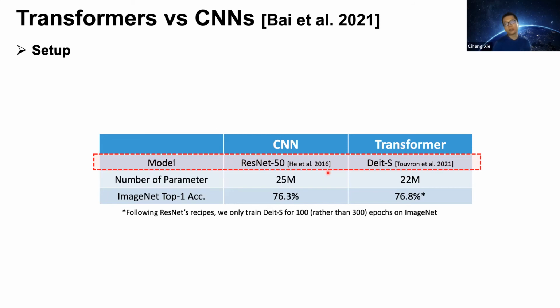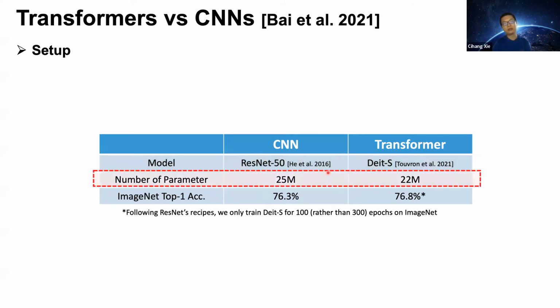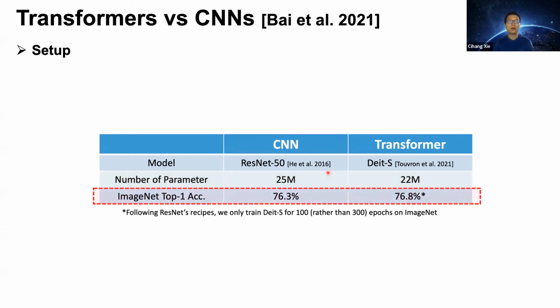And the reason for choosing the ResNet-50 over the DeiT is that, first, in terms of the number of parameters, they're pretty close, 25 million versus 22 million. And also regarding the top-1 accuracy, you find that these two models reach pretty similar ImageNet accuracy.